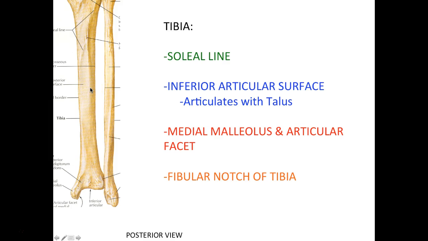Now I'm looking at a posterior view of our tibia. You're going to see some lines back here on the shaft, and that's known as the soleal line. We call this the soleal line because there's a muscle named the soleus that originates from this area. If we look at the distal portion, we'll see that there's an inferior articular surface. This will articulate with the talus, which is a part of the tarsals in our foot. So it'll help create the ankle joint.